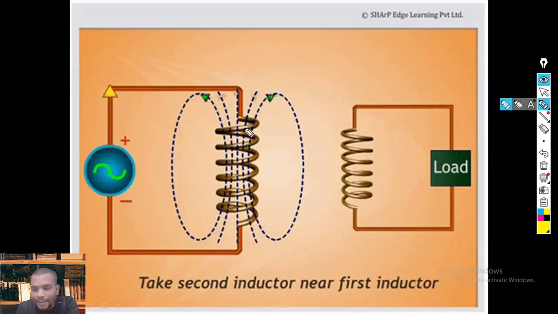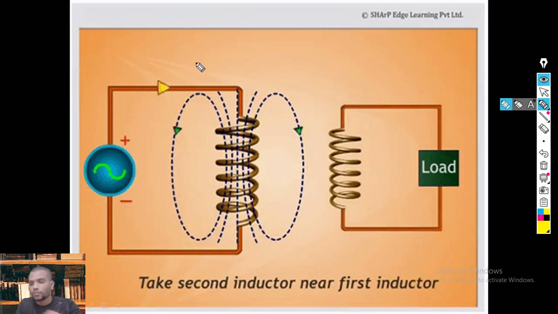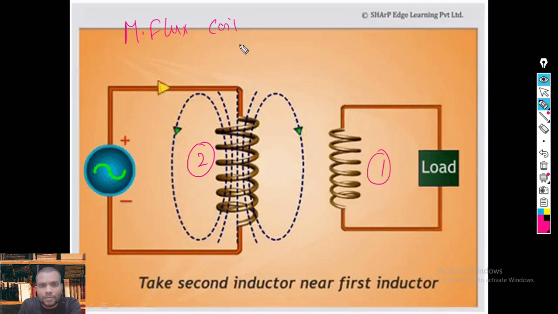From mutual inductance we can write that the magnetic flux linked with the coil. Suppose you take a secondary coil, so this is coil 2 and this is coil 1. The magnetic flux linked with coil 2 is directly proportional to the current in coil 1.